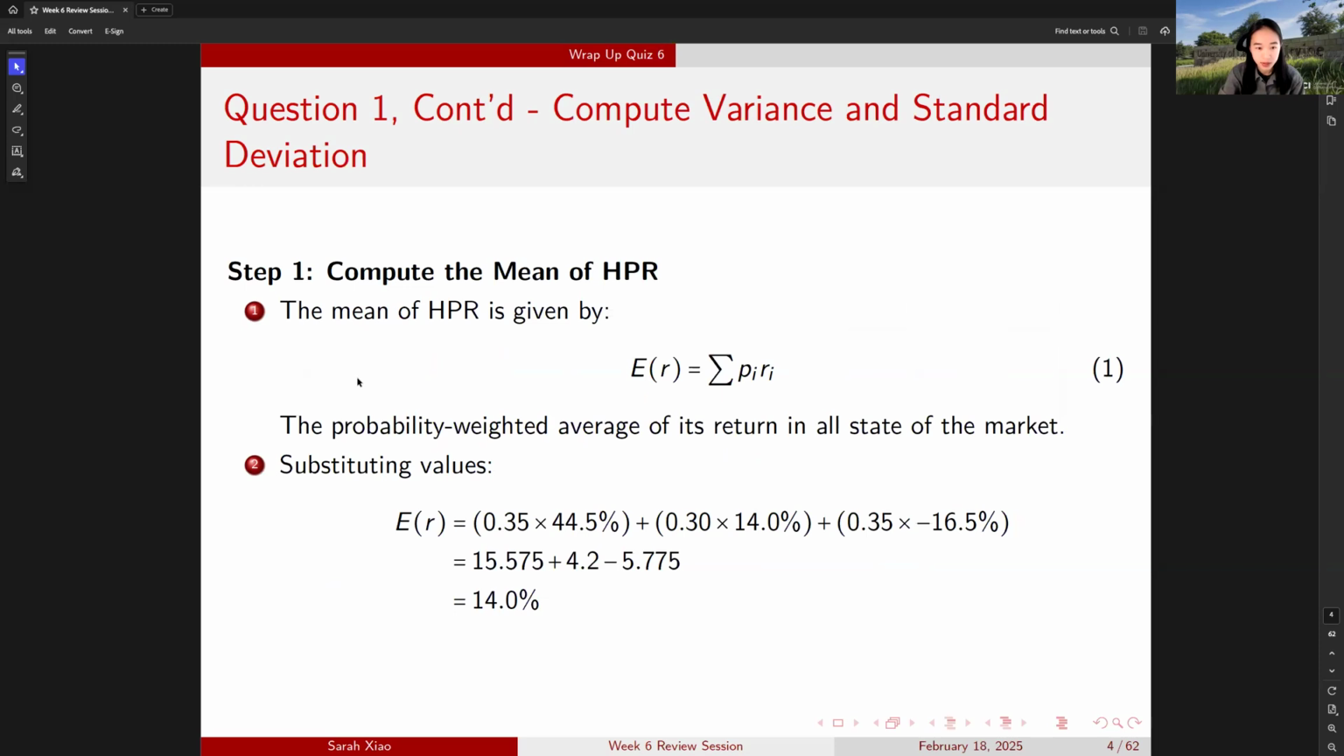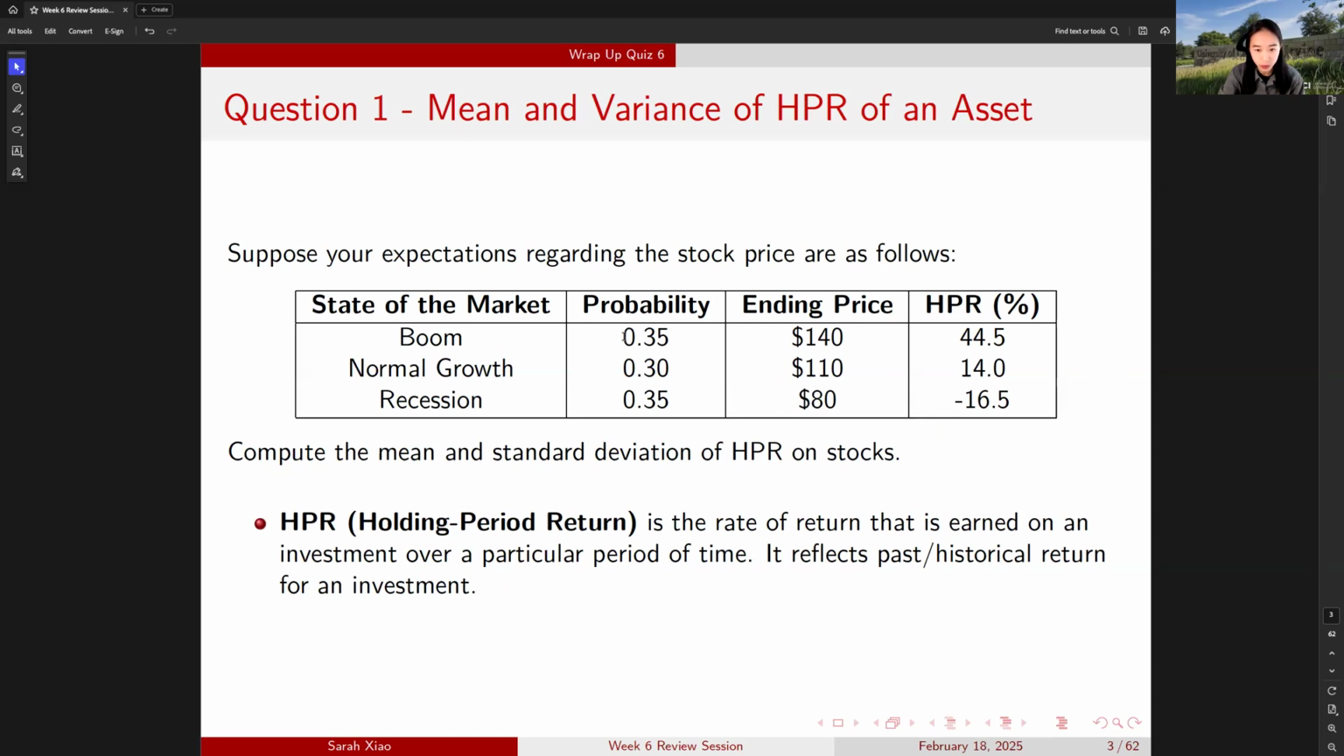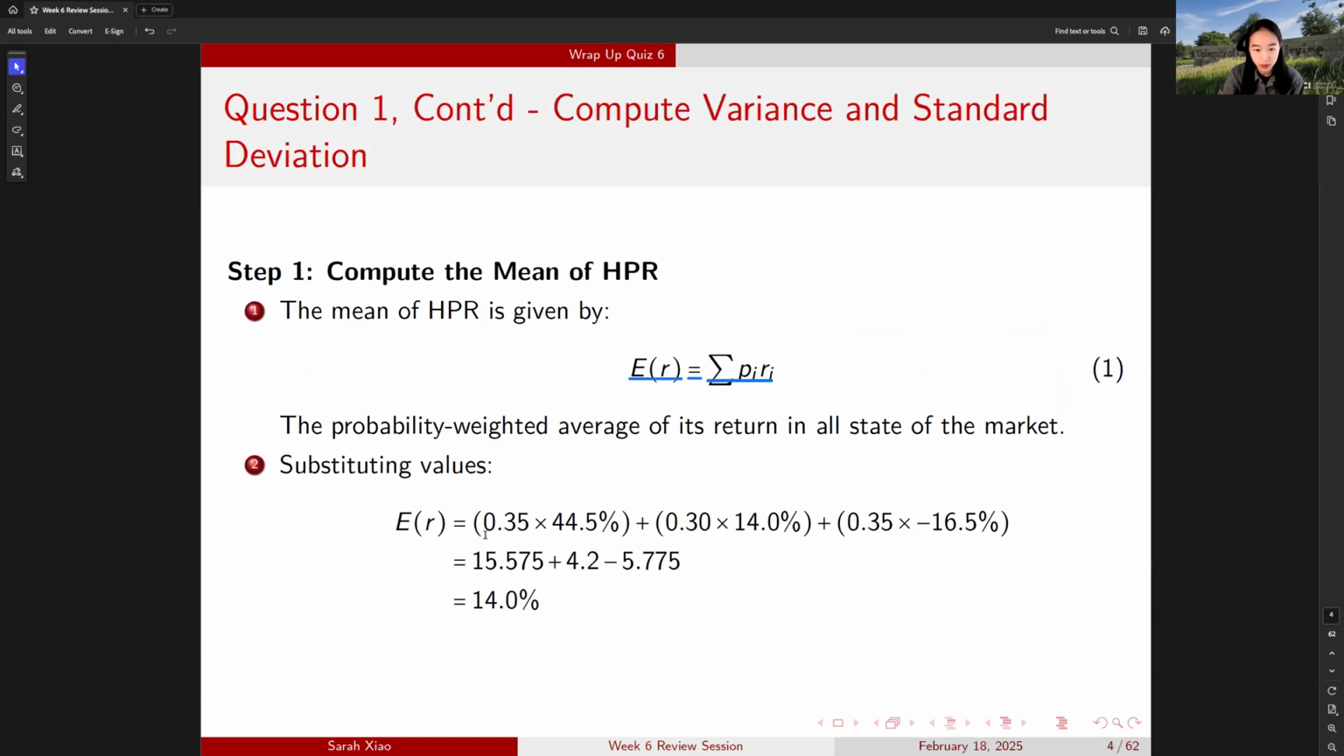The mean is given by the probability weighted average of its return in all states of the market, which is this formula here. And then we can simply substitute the values into this formula, and we get the probability in each state of the market, 0.35, 0.3, and 0.35. So we get a final answer of 14%.